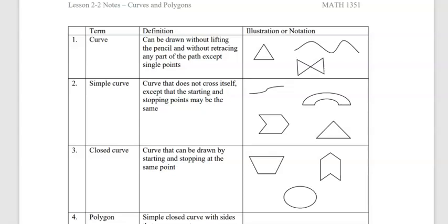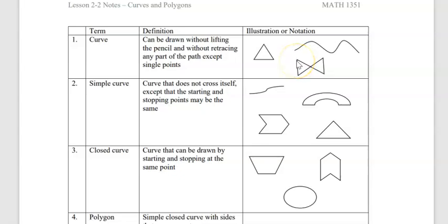By definition, it's anything that can be drawn without lifting the pencil and without retracing any part of the path except single points. And so if you look at some illustrations, these are all illustrations of curves because all of these can be drawn without lifting the pencil and without tracing any part of the path except single points. And I want to point that out right here.